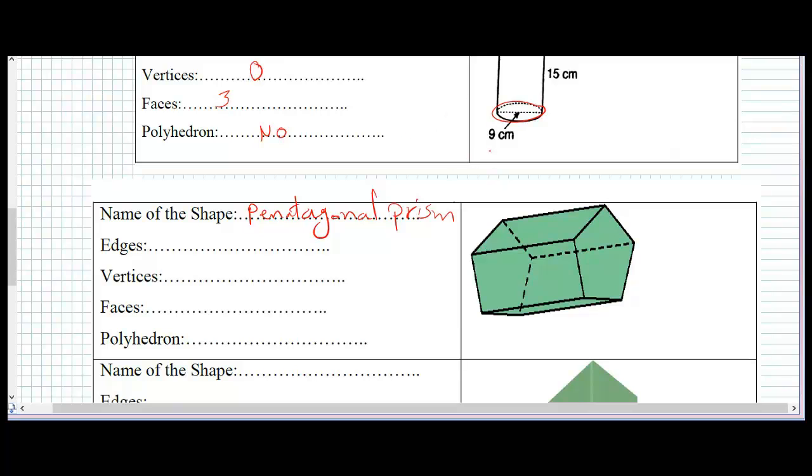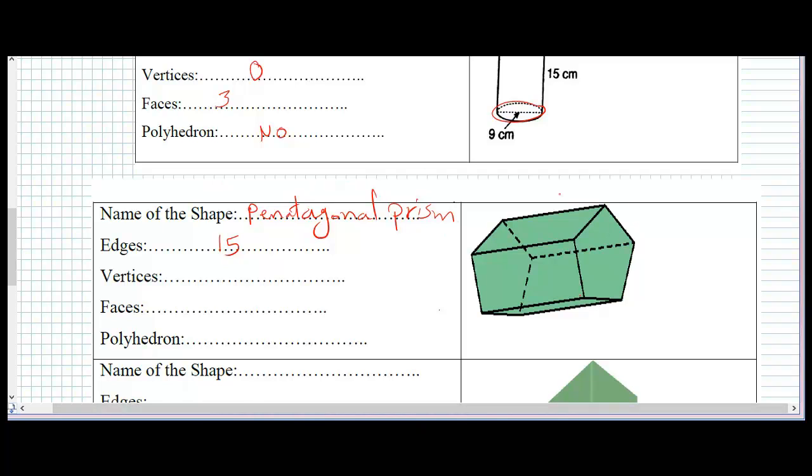How many edges do we have? Let's count. We have 1, 2, 3, 4, 5 in the side, 5 in the back. So this is 10. Then we have 1, 2, 3, 4, 5, another 5. So that means 15 edges: 5 up, 5 down, and 5 in the sides.